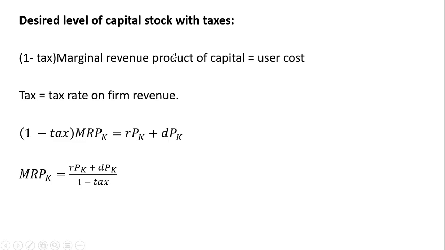Now let's talk about the desired level of capital stock with taxes, or the tax-adjusted user cost of capital. So 1 minus the tax multiplied by the marginal revenue product of capital will equal the user cost in this case. And here the tax is going to be the tax rate on the firm's revenue. So just making our substitutions. And we're going to just divide everything through by 1 minus the tax. On the right-hand side, we got our tax-adjusted user cost of capital.